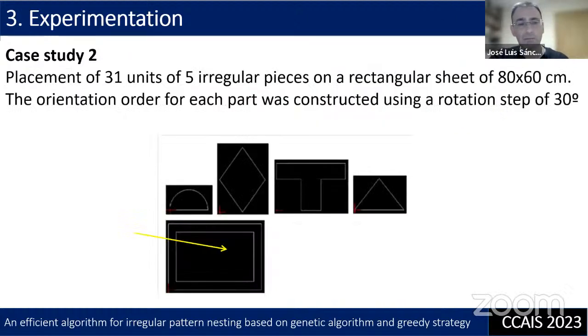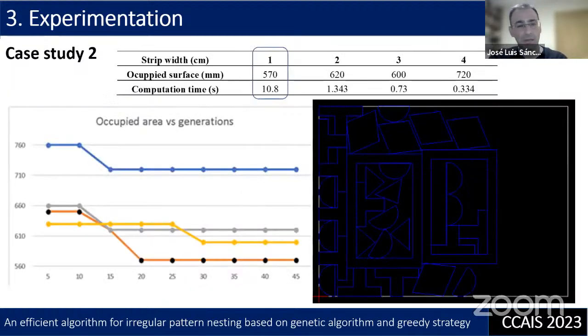In case study 2, we tried to place 31 units of 5 irregular pieces on the same kind of rectangular sheet of 80 times 60 and a rotation step of 30 degrees. This piece, indicated by the yellow arrow, has a vacuum, a hole, and this is the final placement of the pieces. In this case, the optimal strip width was 1 centimeter.